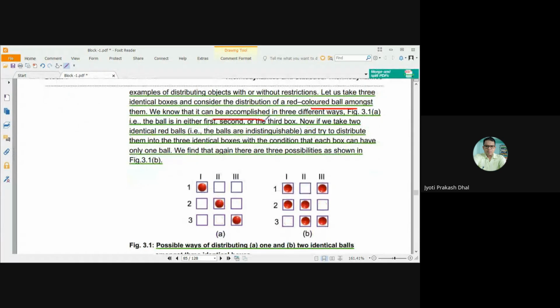We know that it can be accomplished in three different ways. That is, in figure number 1A, you can see that it can be accomplished in three different ways: the ball is either in the first or in the second or in the third box.